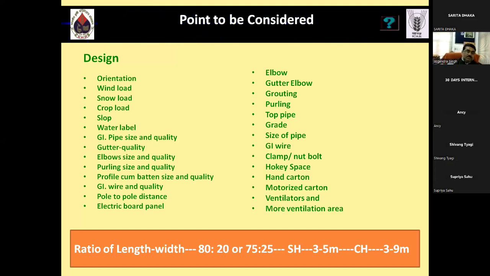So you can see here the ratio of length and width. If you have maintained an 80-20 ratio or 75-25 ratio of length and width, they can improve the productivity and production.